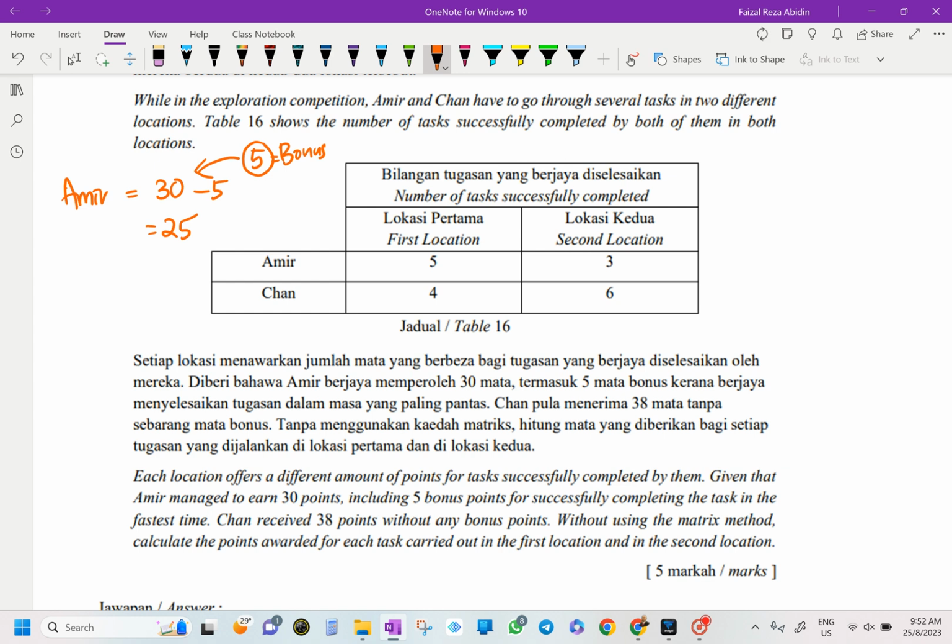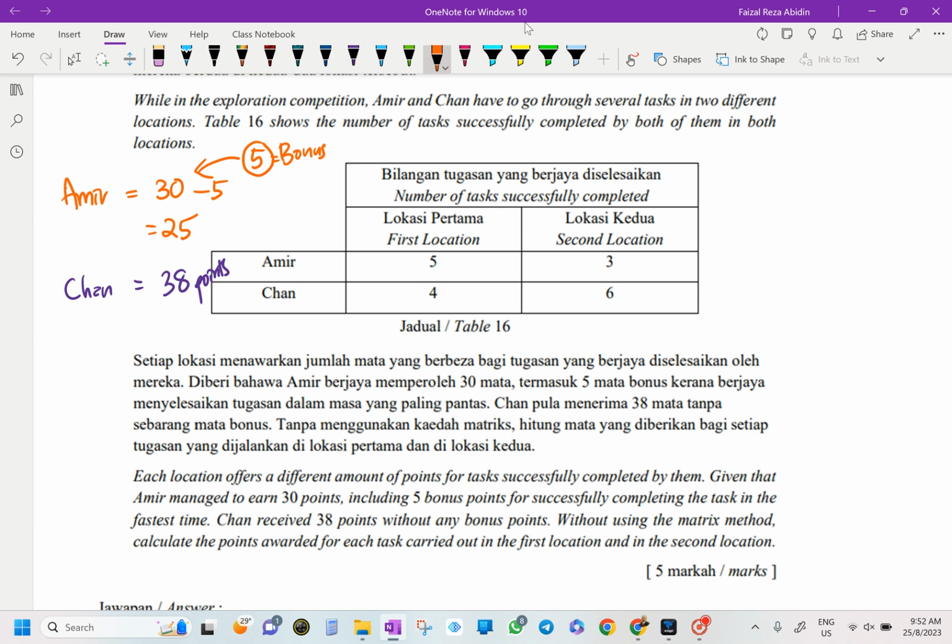Only some of you state. Amir's points here is going to be 25. For successfully completing the task in the fastest time, Chan received 38 points, without any bonus points. So we have our friend Chan over here, straight away 38 points.